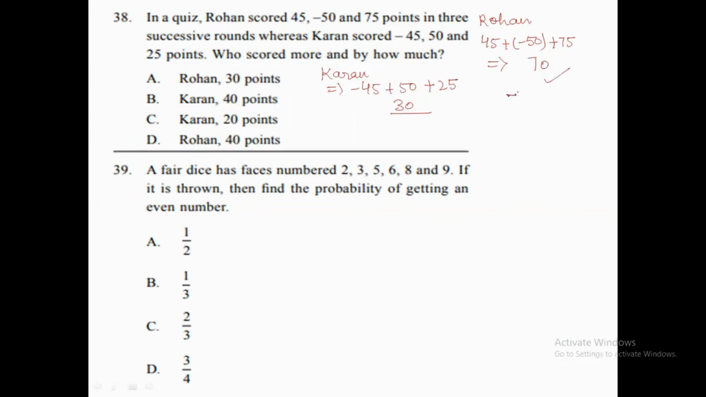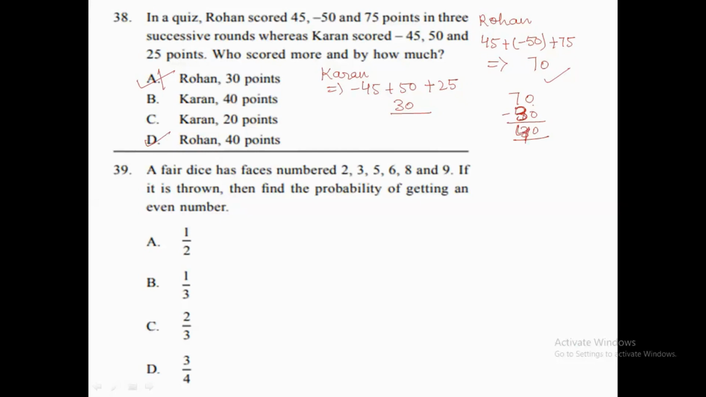And by how much? We will subtract Karan's marks from Rohan's marks. Sorry, yes, by 30 points. Sorry, when we subtract 30 over here, we will get 40. So that will be option number D.